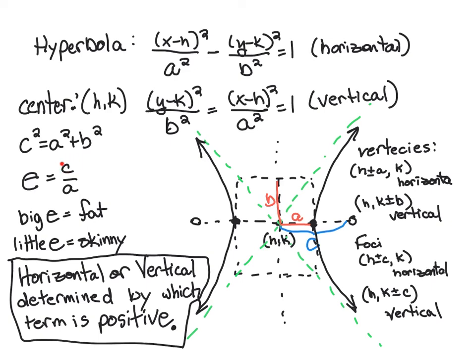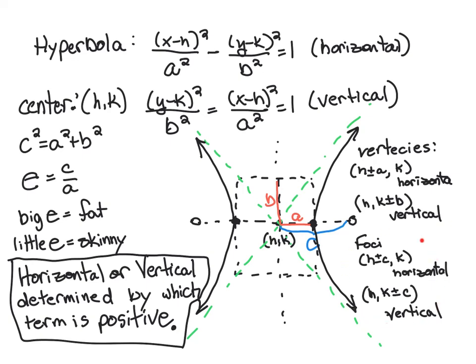Eccentricity is a relationship between C and A. C is bigger than A now, so this is always bigger than 1. Okay? And if this ratio is big, then your hyperbolas are fat. If the ratio is small, then your asymptotes have closed down, your B is smaller, and you end up with more skinny hyperbolas.